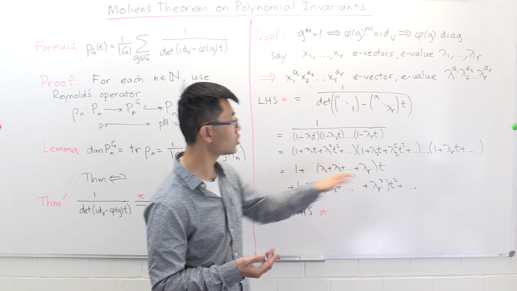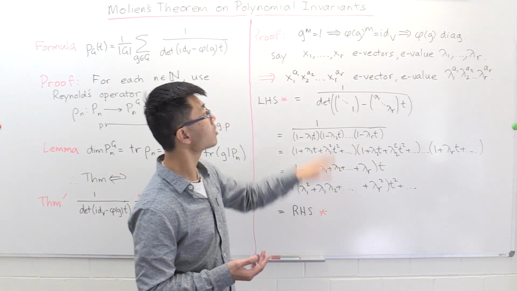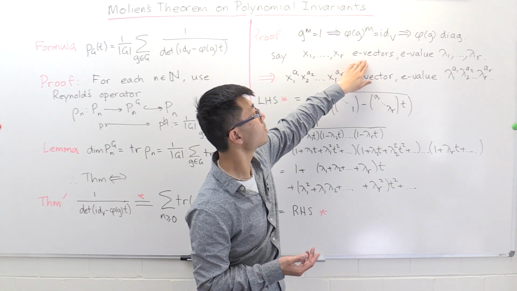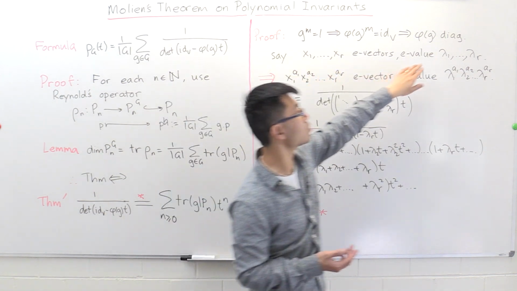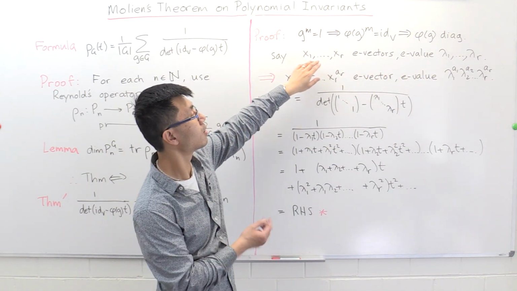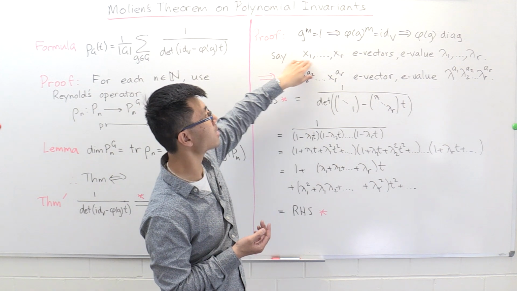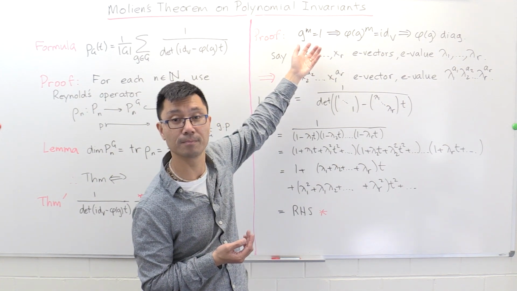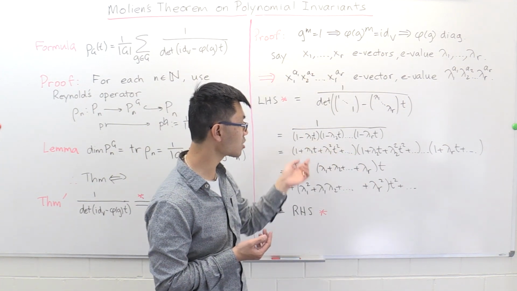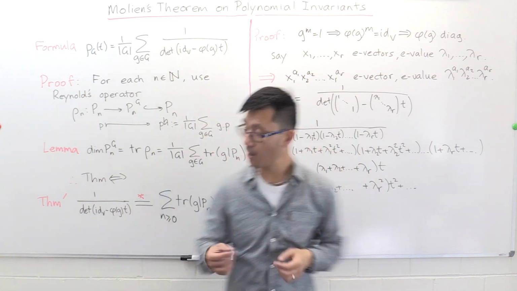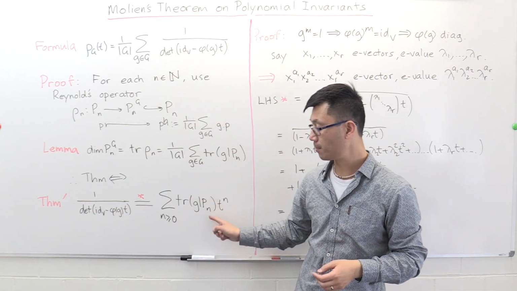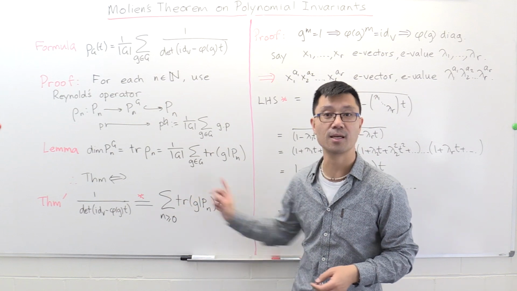Okay, so what do you notice about this? Of course, these are just all the eigenvalues of g on the vector space spanned by x1 to xr, the degree 1 part. So here this is just the trace of g acting on the degree 1 part, P1. Okay, so that gives you the right answer here.